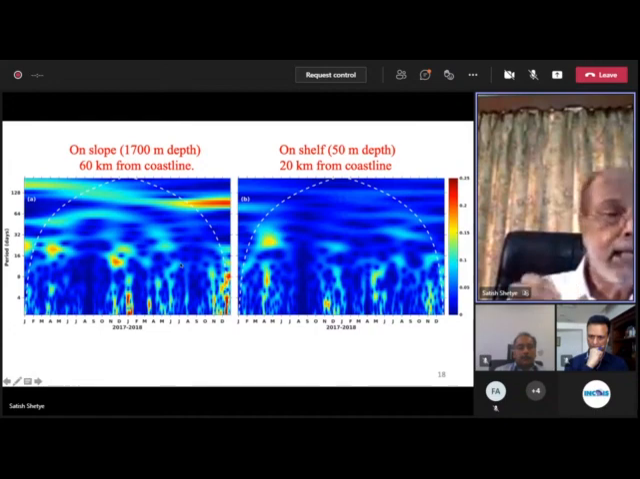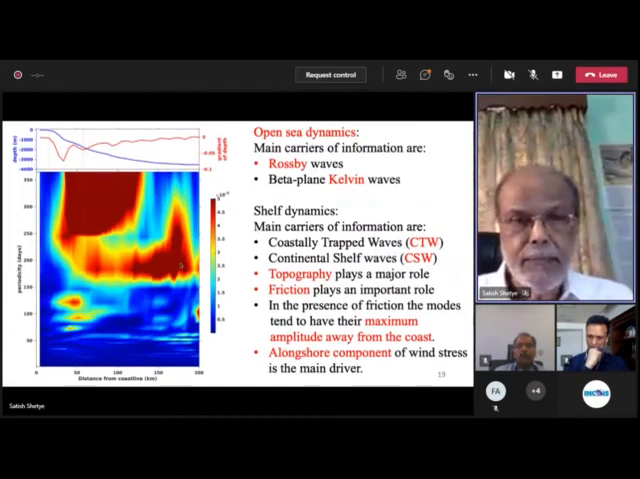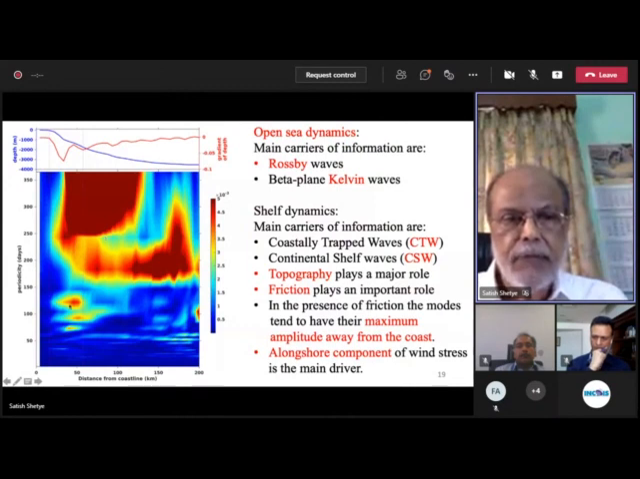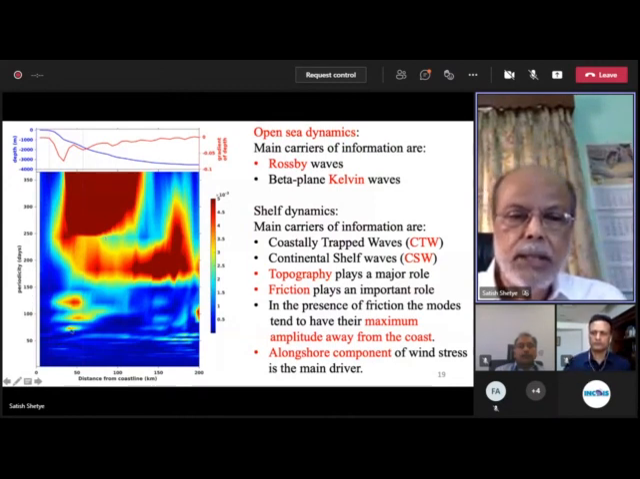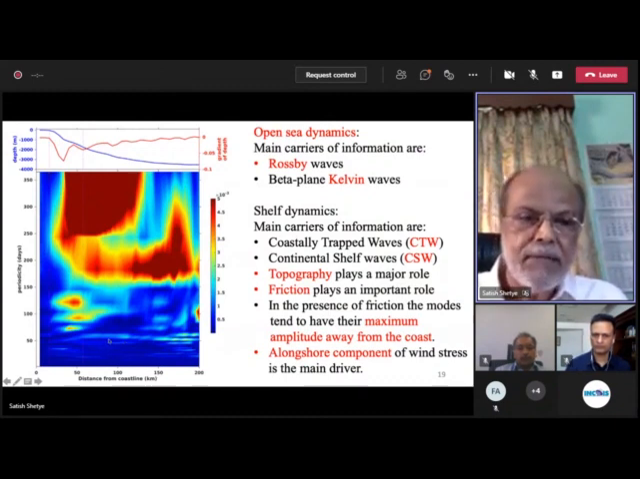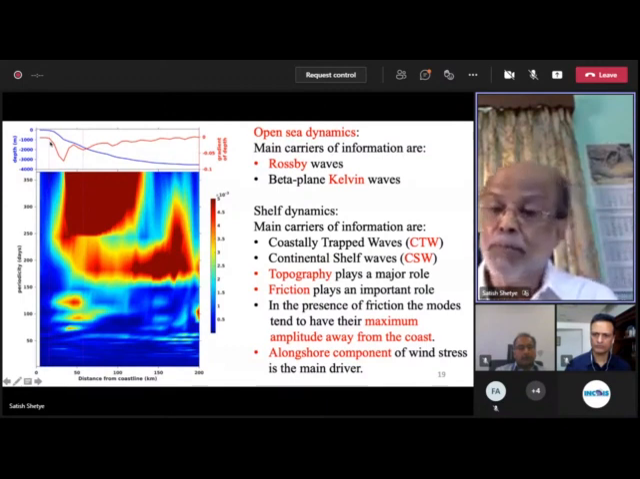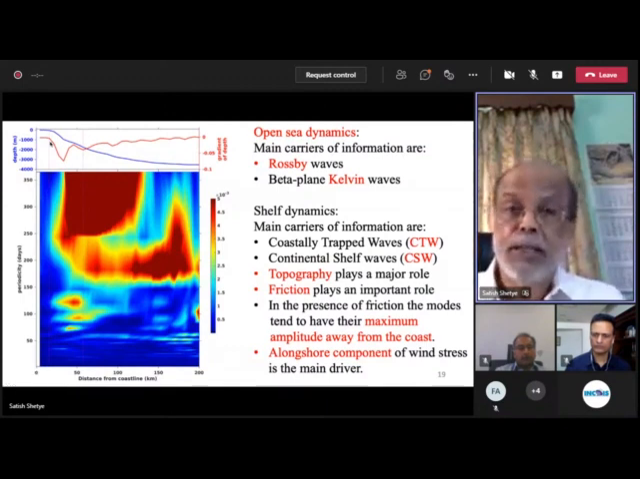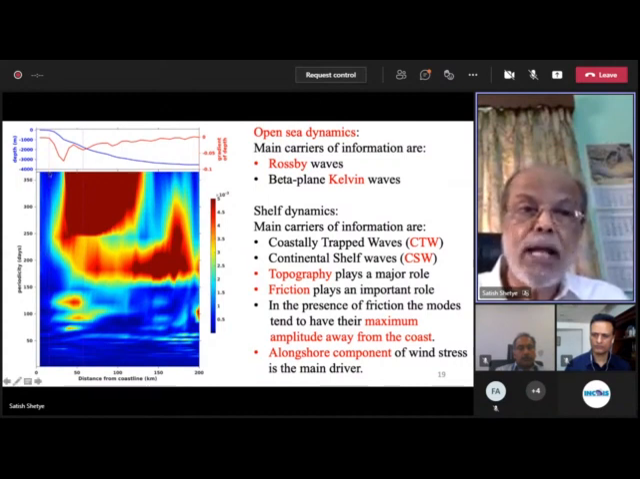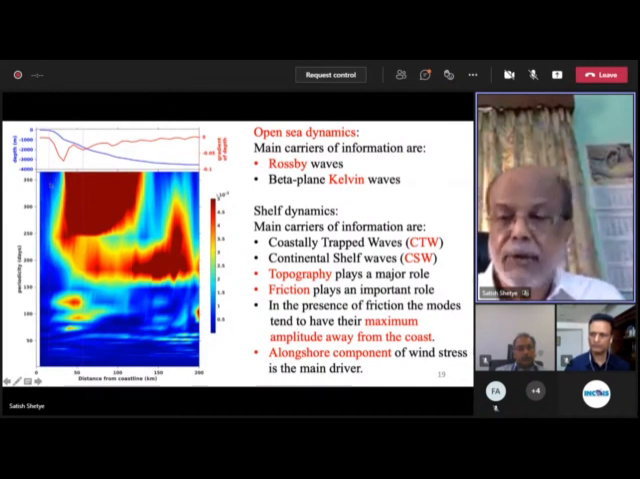Looking at it in a little more detail is this figure, which shows you how the amplitude of the current varies as a function of distance from the coastline and as a function of periodicity. So close to the coastline, which is over a depth of less than about 200 meters, where the slope is very small on the shelf, you find very small energy, and none of it is in the long period range.